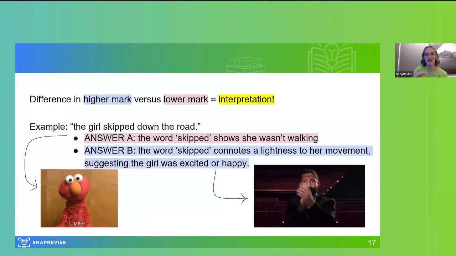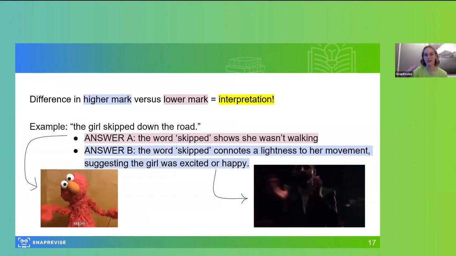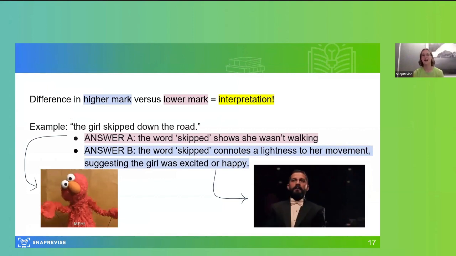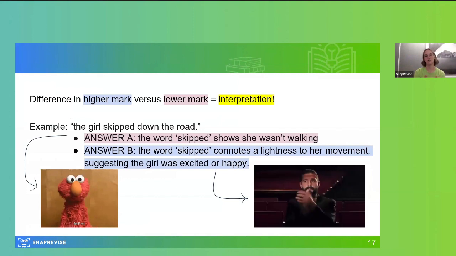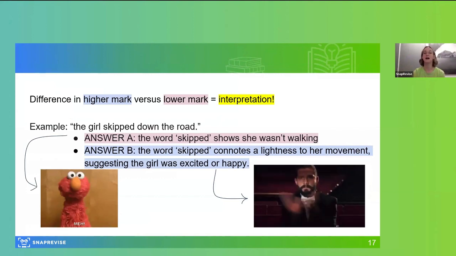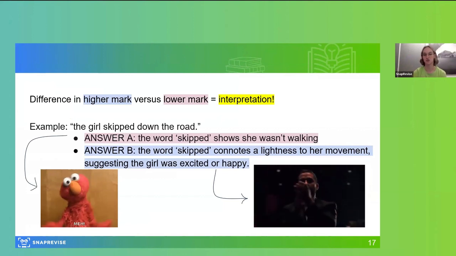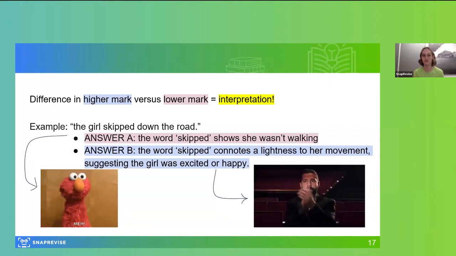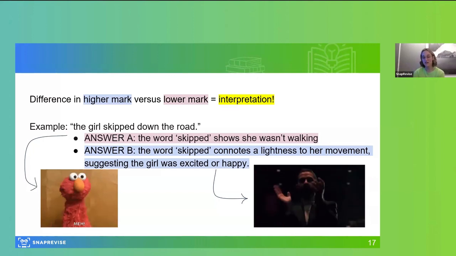There is a big difference between a lower mark and a higher mark in examples and in questions like these, and it all comes down to interpretation. So the same kind of quote, the girl skipped down the road. A lower mark answer might be: the word skipped shows she wasn't walking. Yes, it does. However, you're basically providing a definition for the word rather than any sort of analysis.